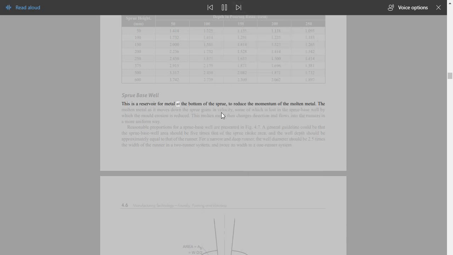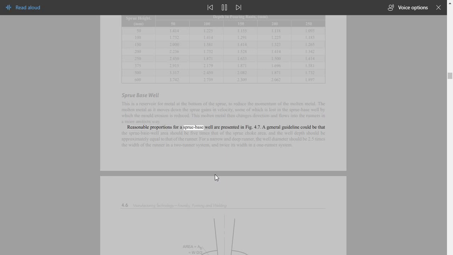Sprue base well. This is a reservoir for metal at the bottom of the sprue, to reduce the momentum of the molten metal. The molten metal as it moves down the sprue gains in velocity, some of which is lost in the sprue base well, by which the mold erosion is reduced. This molten metal then changes direction and flows into the runners in a more uniform way.